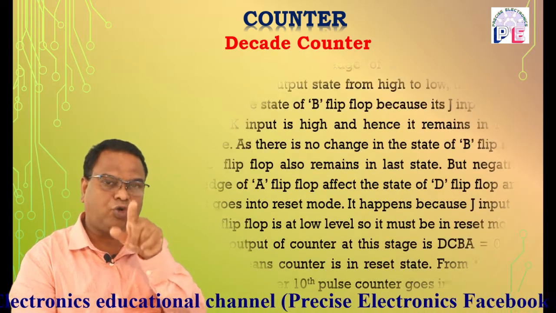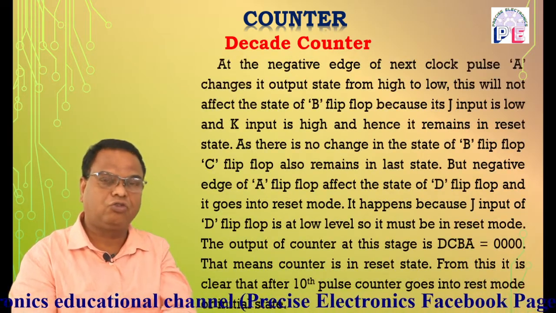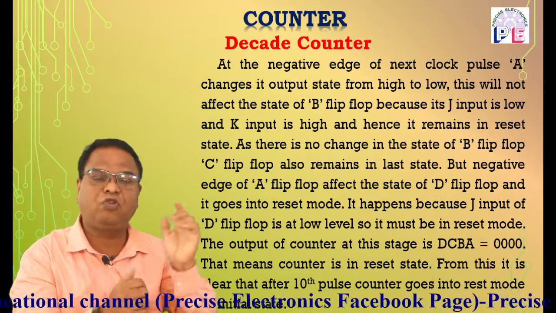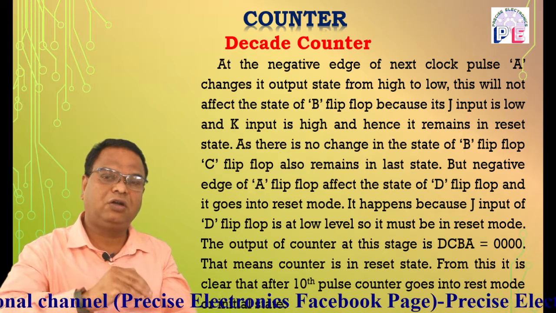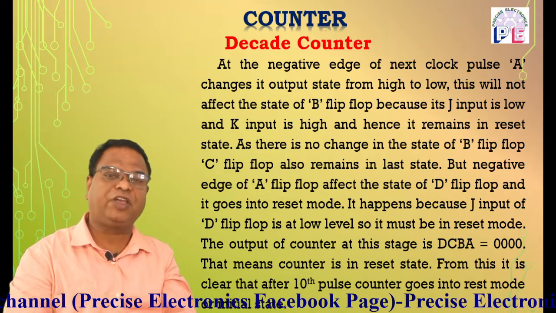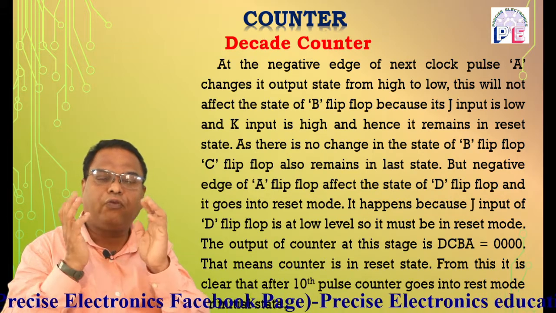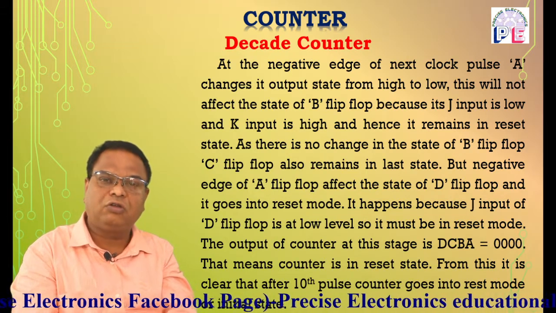A changes the state from 1 to 0, that is a negative edge. So this negative edge is applied to the second flip-flop and the fourth flip-flop. But the J input of the second flip-flop is now connected to the low logic. Why is it connected to the low logic?